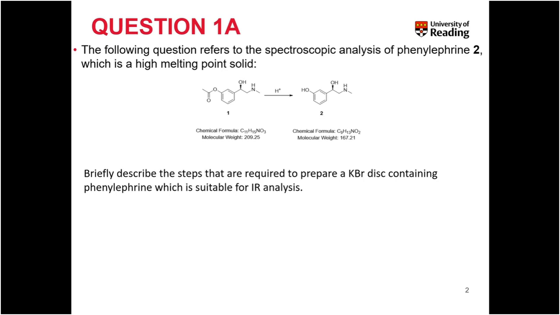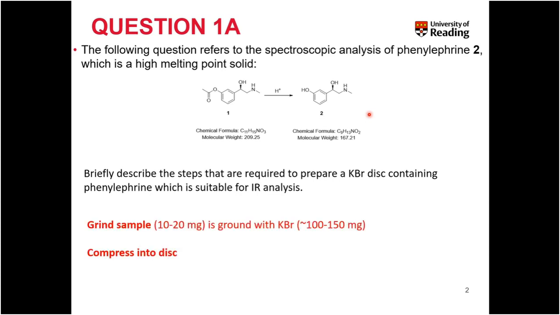Now, this question asks you to describe the steps that are required to prepare a KBr disc containing phenylephrine, which is this compound here, and that this should be suitable for infrared analysis. Now, this will require you to review the content from week 7, in which we discuss the various ways of preparing a sample for infrared analysis. Now, if you look at that content, you'll see that for a KBr disc, you will first need to grind the sample with potassium bromide.